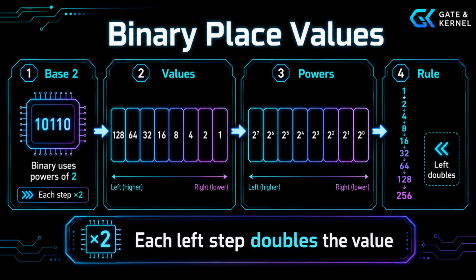Chapter 6. Binary place values. Binary works the same general way, but its place values are powers of 2. Starting from the right, they are 1, 2, 4, 8, 16, 32, 64, 128, and so on. Each position is twice the value of the position to its right. The rightmost position is 2 to the power of 0, which equals 1. This doubling pattern is the key to reading binary numbers.